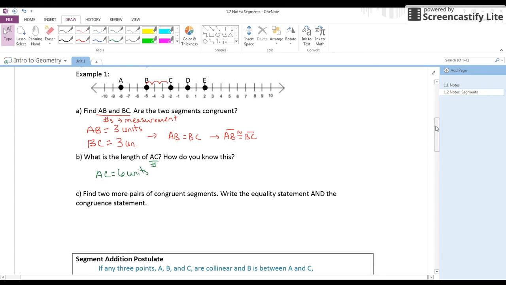Okay. So C, find 2 more pairs of congruent segments, write the equality statement and the congruent statement. Go ahead and try that. There's a few different ways you can pull out a couple of congruent segments. We can talk about this in class.